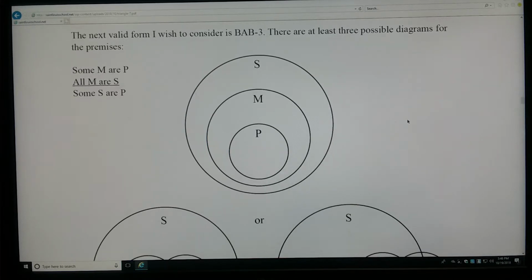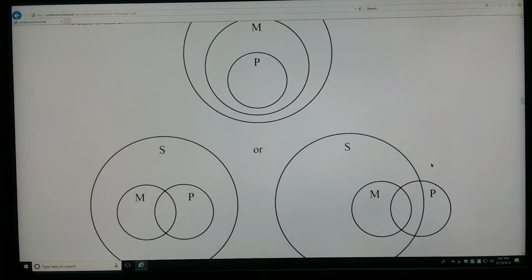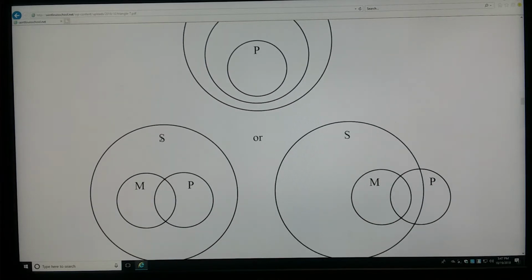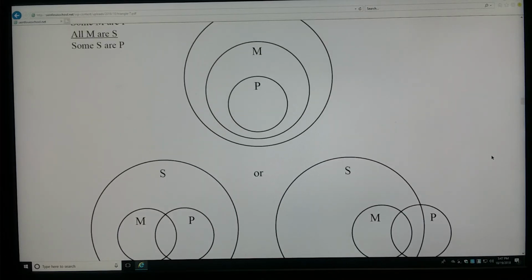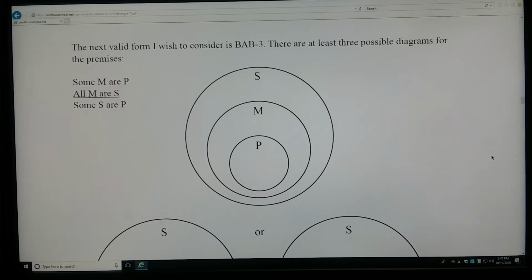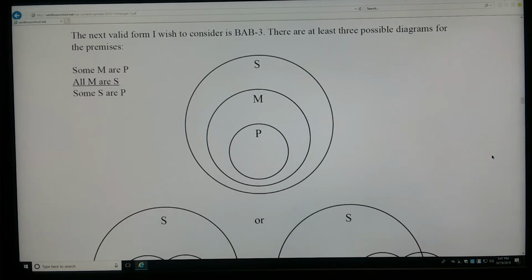So we have some M are P, all M are S, and then our conclusion says some S are P. And as we can see in our diagram, that is the case, that some S are P. And in these 2 diagrams as well, it would be the case that some S are P, and here as well, some S are P. So in these diagrams and any other diagrams that you would come up with, the conclusion has to be some but not all S are P. It can't be all and it can't be none. So therefore, the argument's going to be valid even though there are different diagrams that are possible.